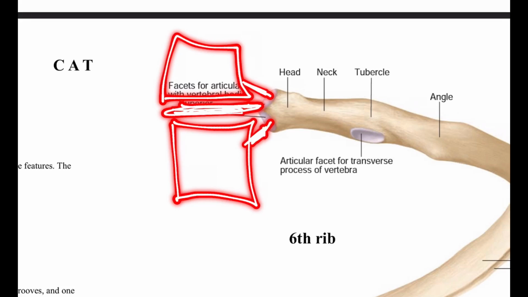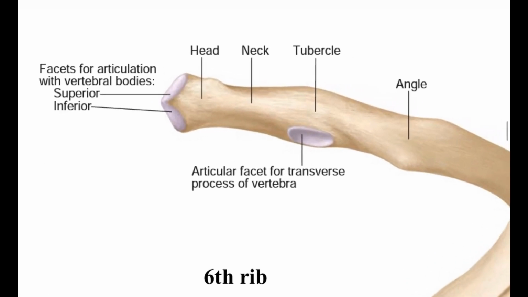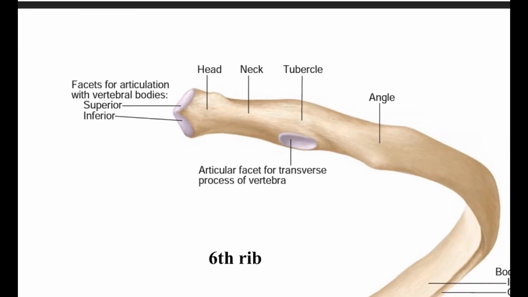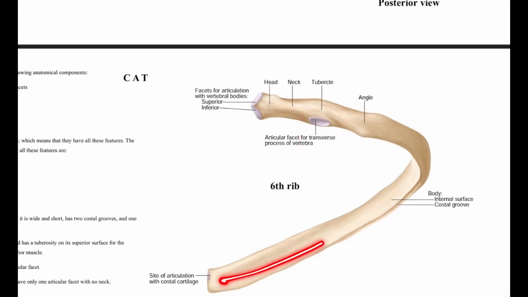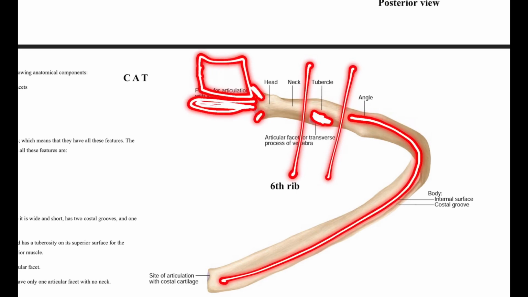Adjacent vertebral bodies. So the neck is 2 centimeters in length. It is just located lateral to the head, and the tubercle is a tiny projection. A tubercle is located at the junction of the neck and the body, and the tubercle has the articular facet for the transverse process of the vertebra. This one is the intervertebral disc.